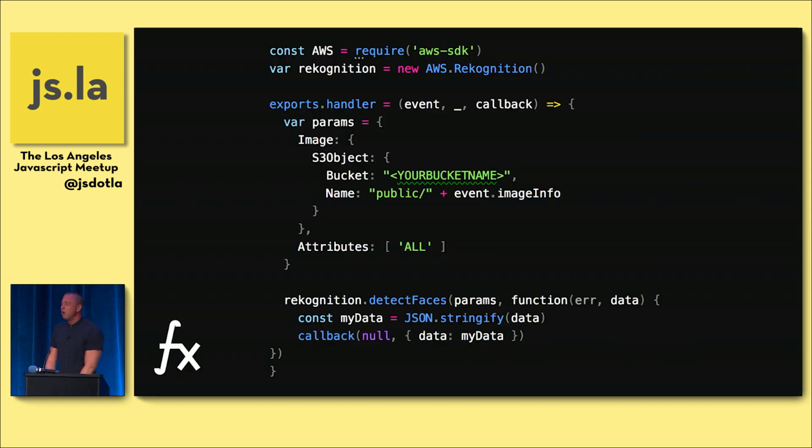And this is actually the entire code for the Lambda function. We just import Rekognition. We call rekognition.detectFaces. There's 40 methods on Rekognition that you can call. And then that gives you the data, and then you just return the data in a callback.